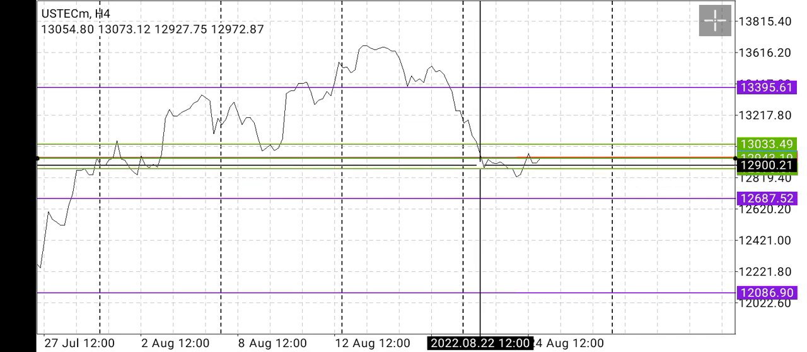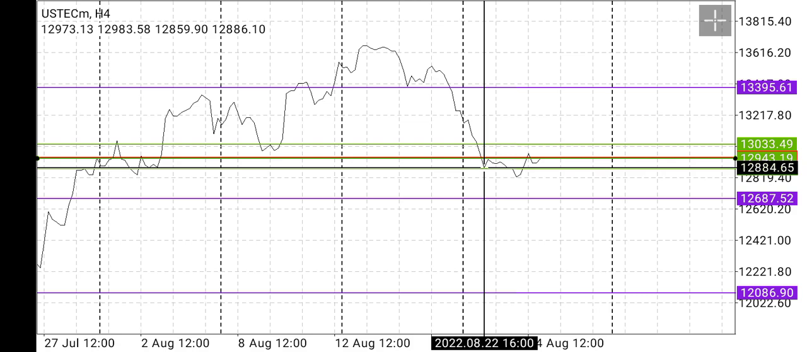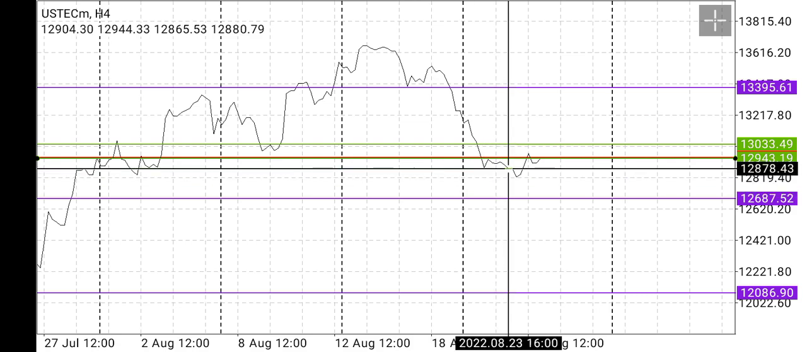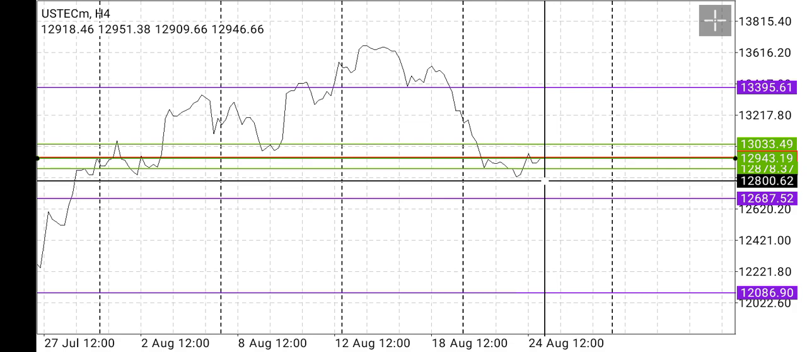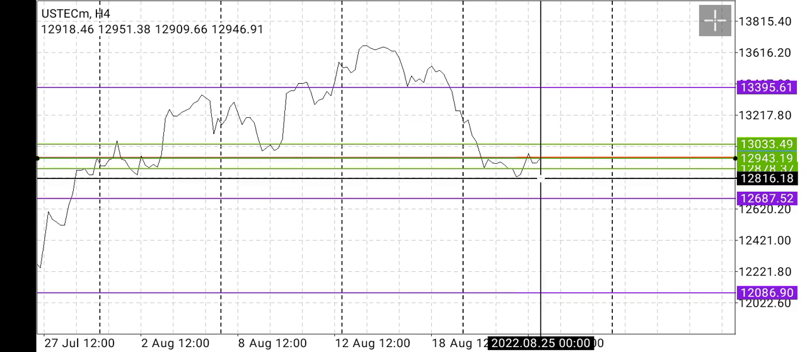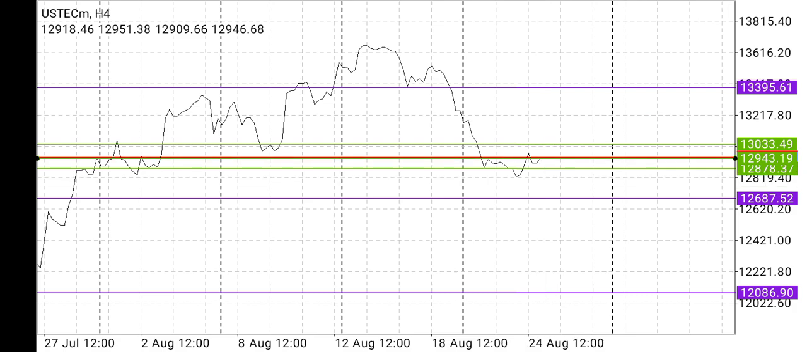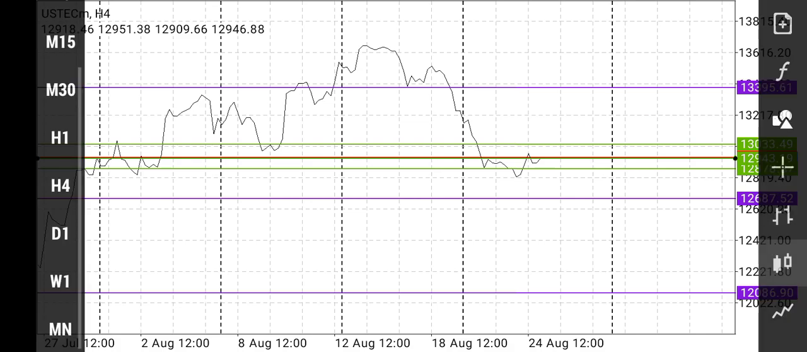This was, I think, on the 22nd of August. It was respected. Then here it was broken to the upside. So chances are high that we can come back and reject it at 943. So okay, if I was trading today, using the 4 hour time frame still, let us go to the candlesticks.